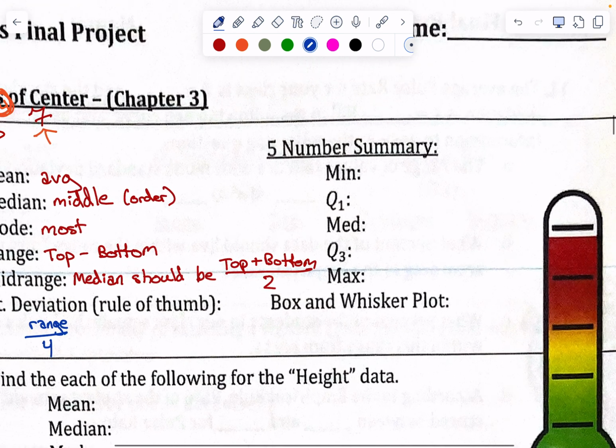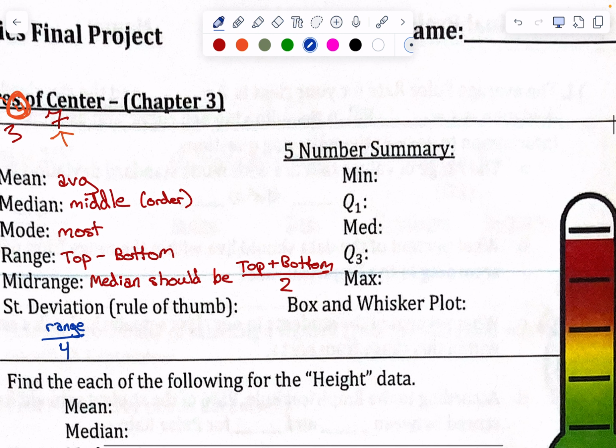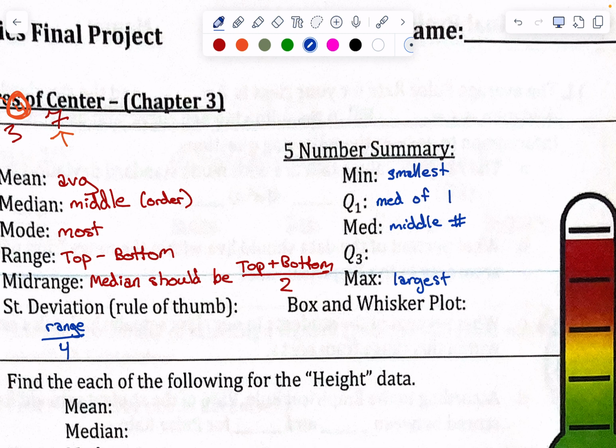All right, 5-number summary. The minimum, the smallest number. The maximum is the largest number. The median is the middle number. How do you find Q1? It is the median of the first half of data. Okay? Q3 is the median of the second half of data.